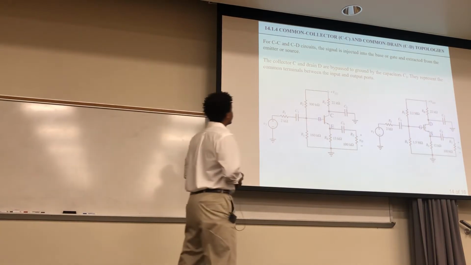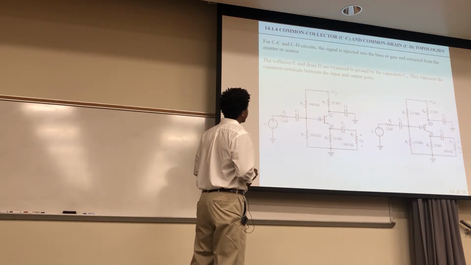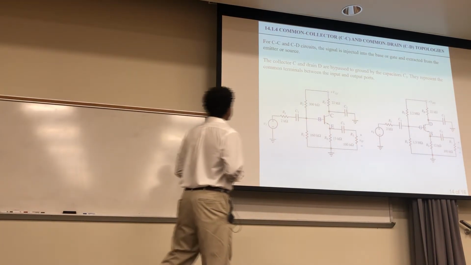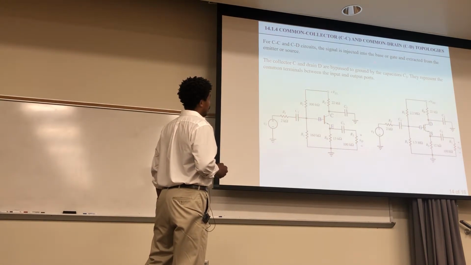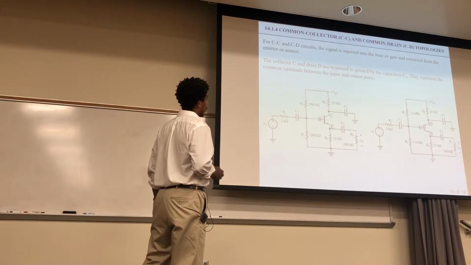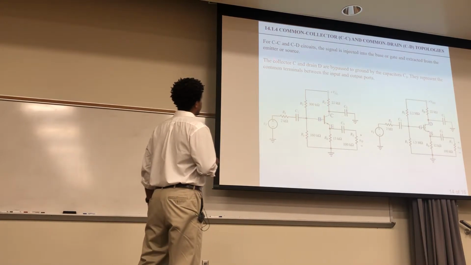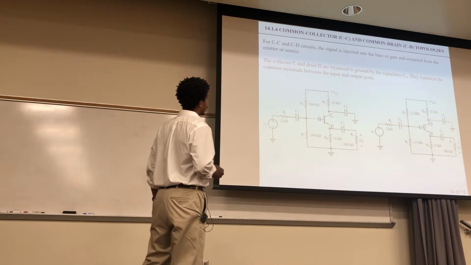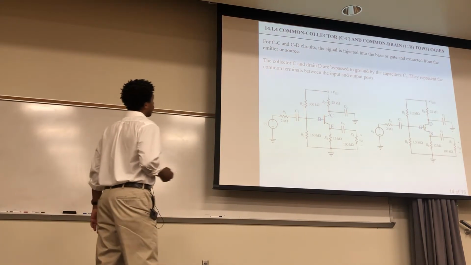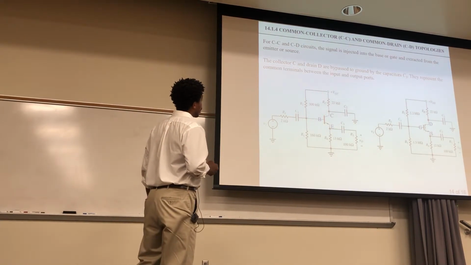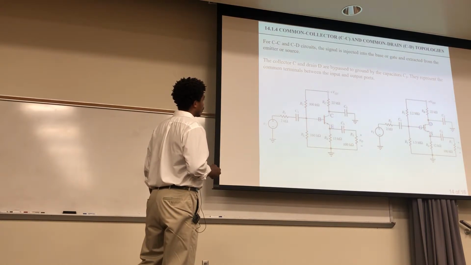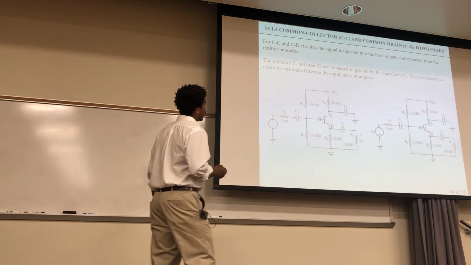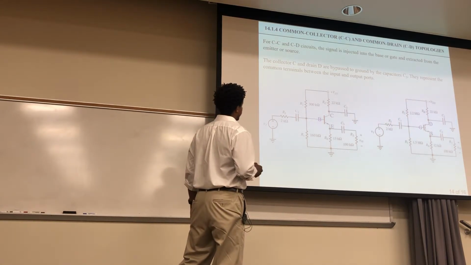Now for these right here, the common collector and common drain topologies, for CC and CD circuits, the signal is injected into the base or gate, here or here, and extracted from the emitter or source, here and here. The collector C and drain D are bypassed to ground by capacitors C3, right here and there, and they represent the common terminals between the input and outputs.